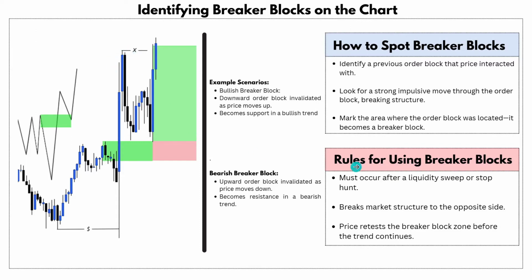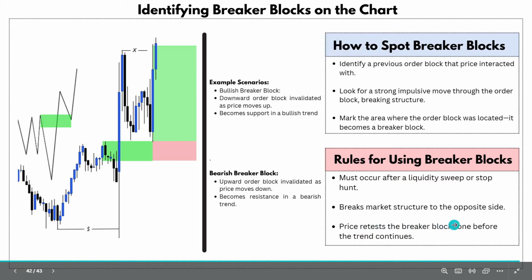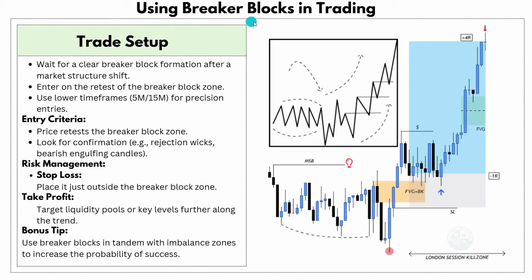Now for the rules for using the breaker blocks. They must occur after a liquidity sweep or a stop hunt, break market structure to the opposite side, and price retests the breaker block zone before the trend continues. Now let's go over using breaker blocks in trading. Right here is our trade setup.